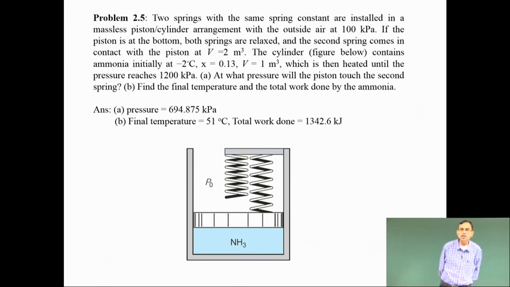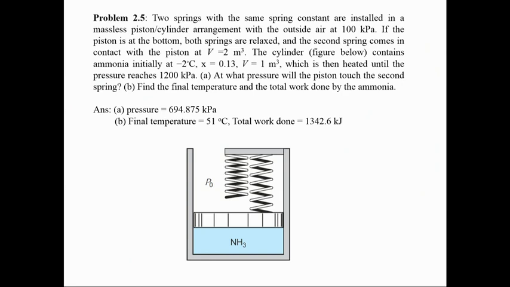The cylinder contains ammonia initially at minus 2 degree centigrade, quality equal to 0.13 and volume equal to 1 meter cube, which is then heated until the pressure reaches 1200 kilopascal. At what pressure will the piston touch the second spring? Find the final temperature and the total work done. So, let us go through this problem carefully.